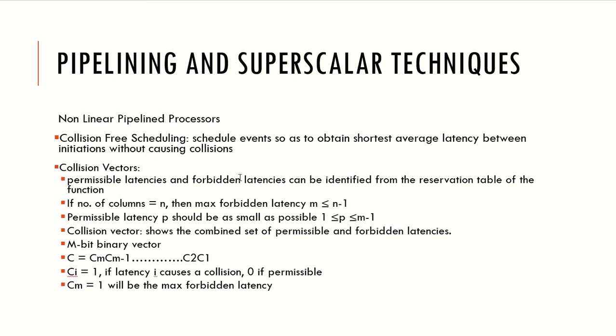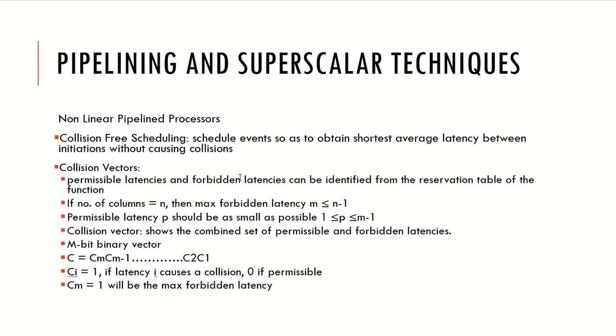Collision vector is the vector which corresponds to the permissible latency and forbidden latency, and both the permissible latencies and the forbidden latencies will be denoted in the collision vector. If the number of columns is equal to n, then the maximum forbidden latency is n minus 1. Similarly, permissible latency p should be such that 1 is less than or equal to p, which is less than or equal to m minus 1, where m minus 1 is the maximum possible forbidden latency.